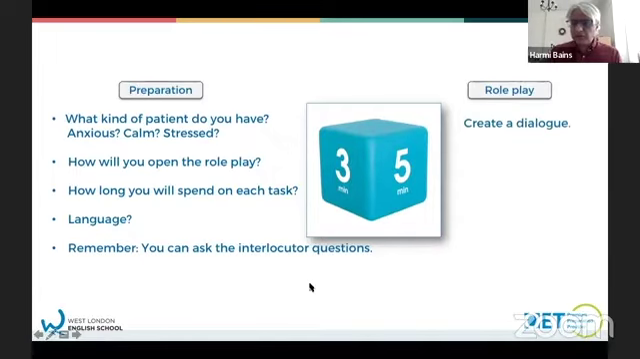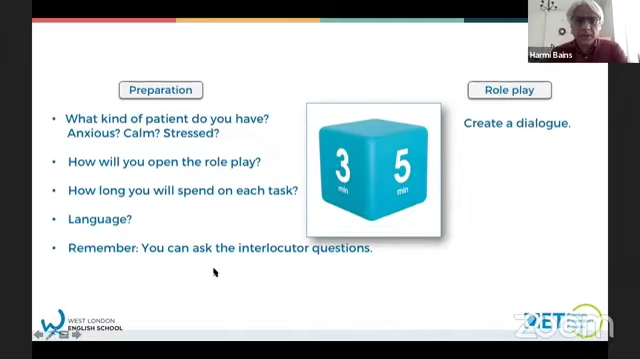And then after that, you've got your role play. And this is a 5-minute dialogue. And this is really important because it's not you speaking for 5 minutes. That's not what the OET examiners want. They want a patient-centered approach. And what that involves is a dialogue.